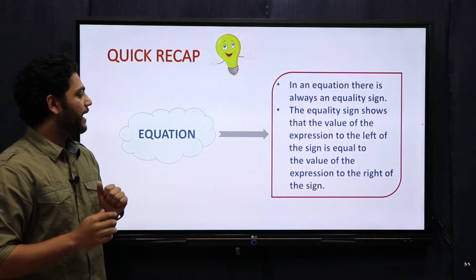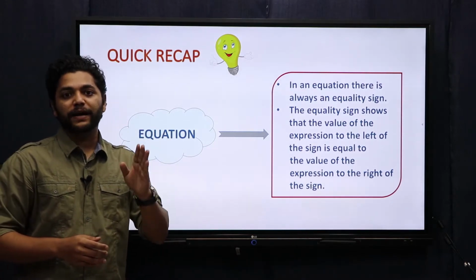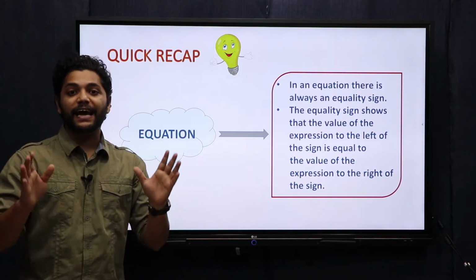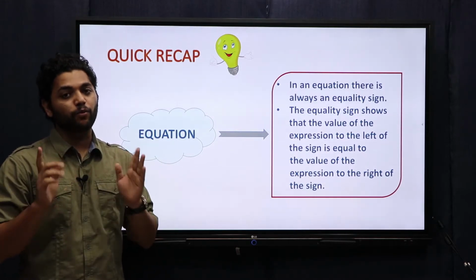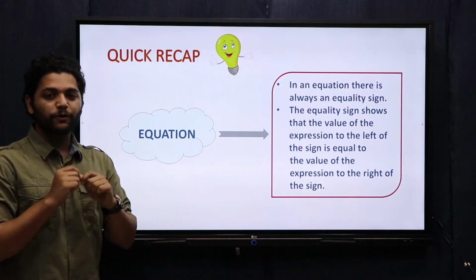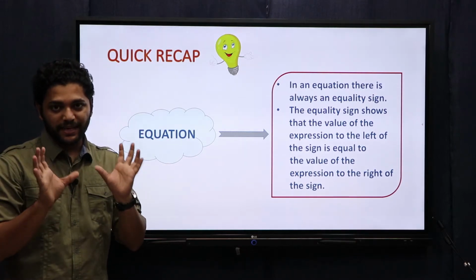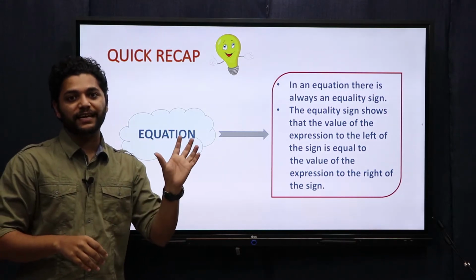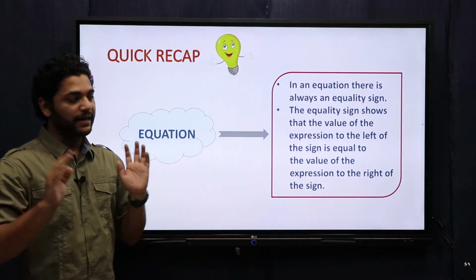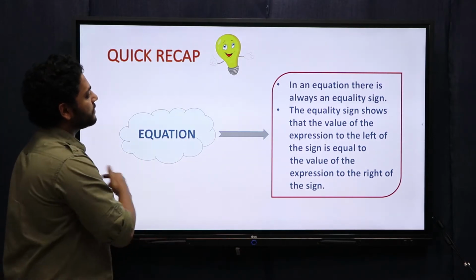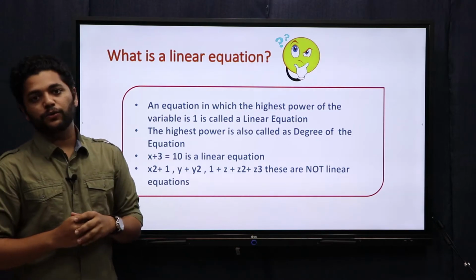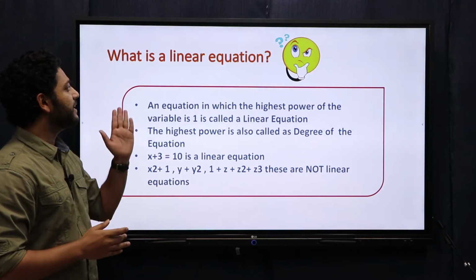For example, I can tell you that 2x minus 3 equal to 5 is an equation. Why? Because it has an equal to sign, and this equation means that 2x minus 3 is equal to 5, right? I hope you are clear with this. Let's move on to our topic of discussion, that is linear equation.